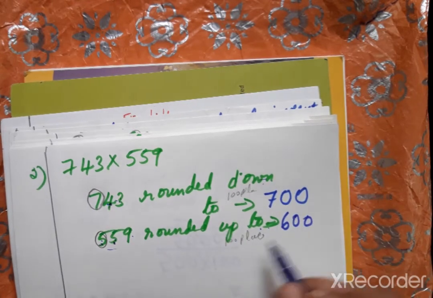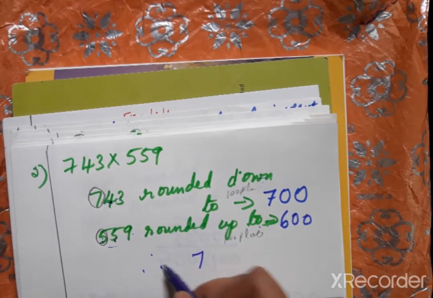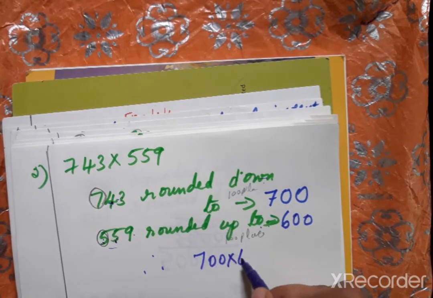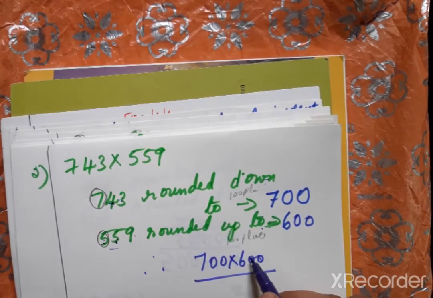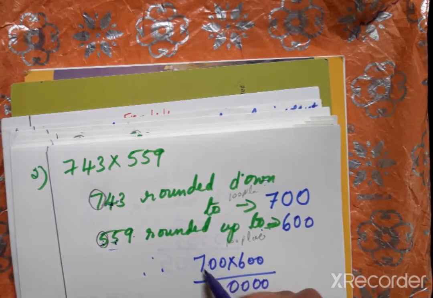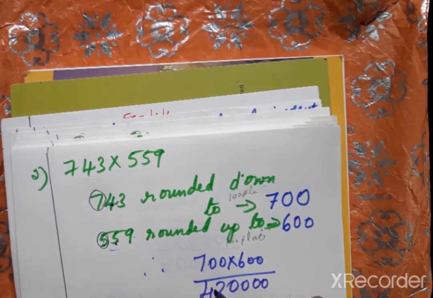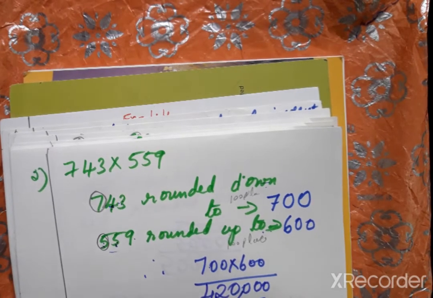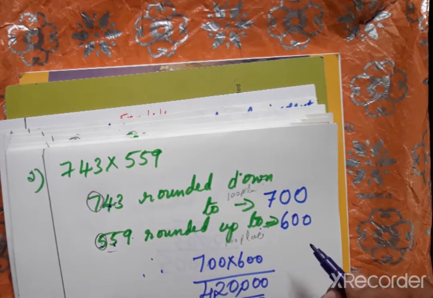Now multiply the rounded numbers. Therefore 700 into 600. 1, 2, 3, 4. So 1, 2, 3, 4, 0. 7 6s are 42. Answer is 4,20,000.